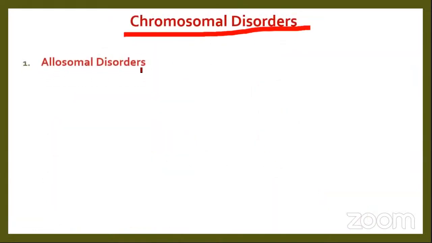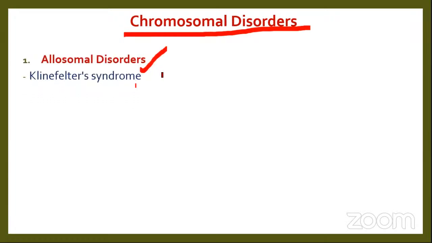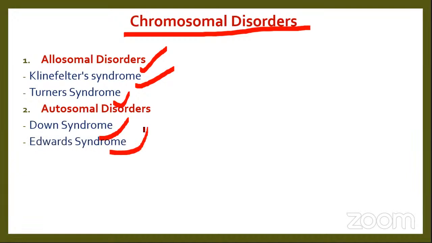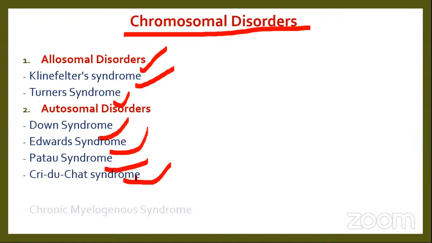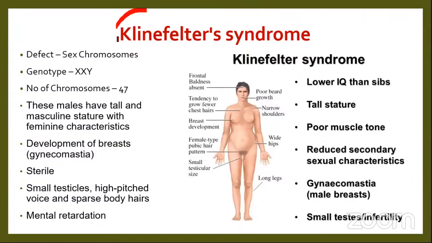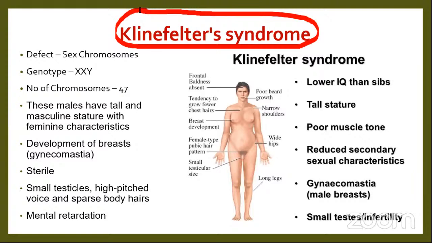Let's see different chromosomal disorders. There are allosomal disorders like Klinefelter syndrome and Turner syndrome. Then there are the autosomal disorders like Down syndrome, Edwards syndrome, Patau syndrome, Cri-du-chat syndrome, and chronic myelogenous leukemia. Let us discuss each of these disorders further. Let's see the autosomal disorders in the first place. Klinefelter's syndrome is one of the autosomal disorders.